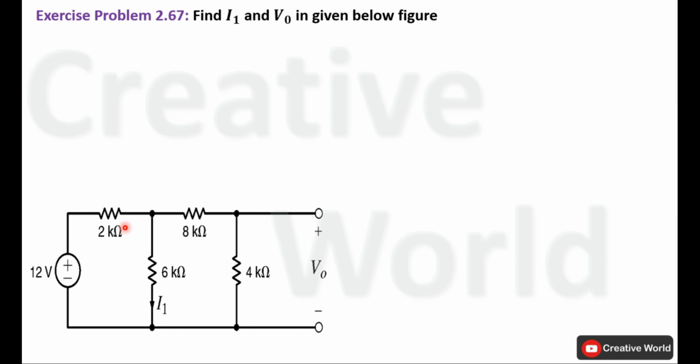For that purpose, we will simplify this network. This 4 kilo ohm resistance and this 8 kilo ohm resistance are connected in series. We can find their equivalent resistance and replace these two resistances with a single resistance. The equivalent resistance of these two resistances will be equal to the sum of both resistances. 8 kilo ohm plus 4 kilo ohm will become 12 kilo ohm.